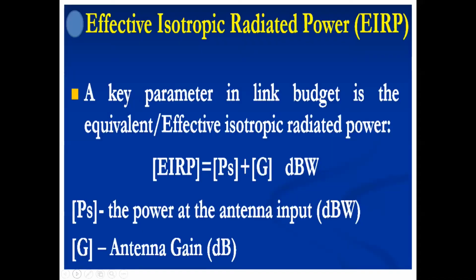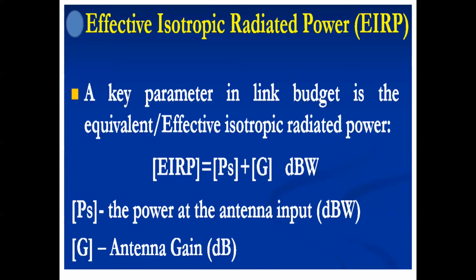First thing is we understood why we calculate the power of a link and what is its importance. For that we define certain parameters, starting with EIRP. EIRP is effective isotropic radiated power, which is nothing but the product of the power being transmitted from the transmitting earth station and the gain of the transmitting antenna.